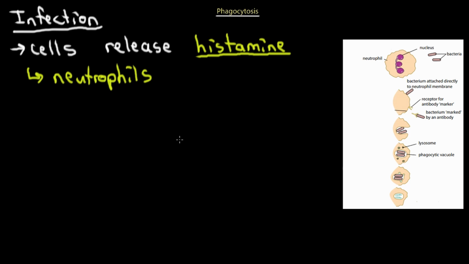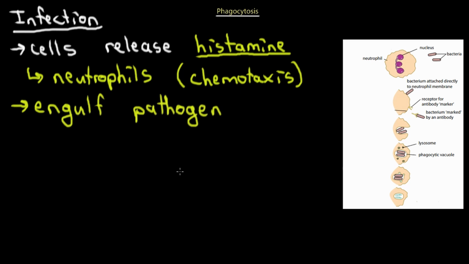Once these neutrophils arrive at the site of infection because of the call of histamine, and this whole process is called chemotaxis because it is the attraction to the chemical that promotes the neutrophils flooding into the area. Then the neutrophils are going to engulf the pathogen via phagocytosis, so that's going to be endocytosis. As you can see in this diagram, they're going to wrap around the bacteria, and they're going to fully surround them and fully engulf it in their own cell.